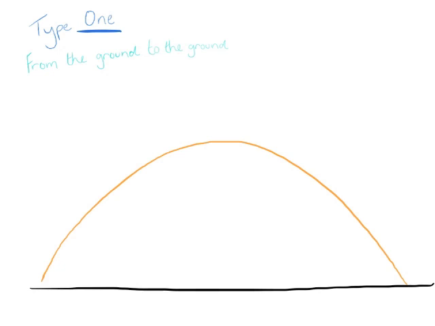Information you should be given in this type of question will be the initial velocity and most likely an angle. You'll definitely need an angle, and you'll need the initial velocity in at least one direction, but probably this direction. So let's look at an example.